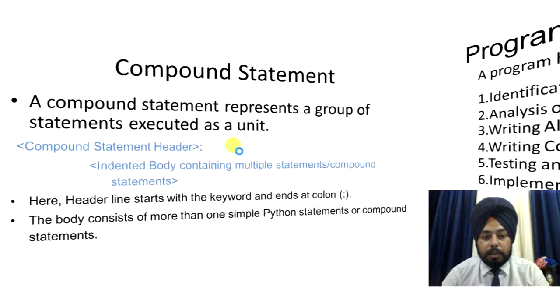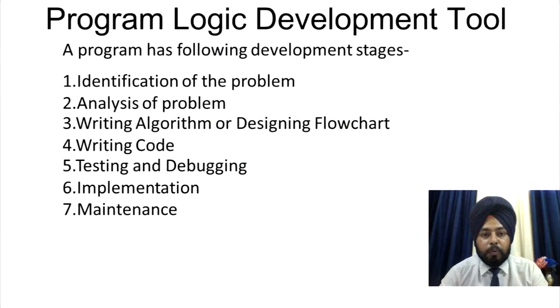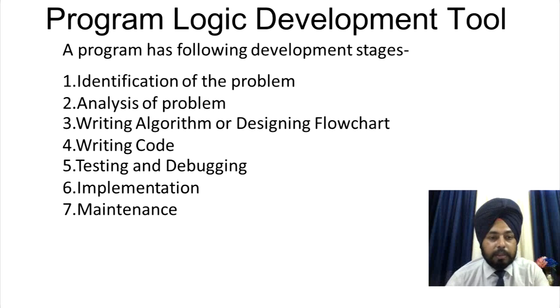And the next topic is program logic development tools. A program has the following development stages. The first is identification of the problem, the second is analysis of the problem, the third is writing an algorithm or designing a flowchart, the fourth is writing code, the fifth is testing and debugging, the sixth is implementation, and the seventh is maintenance. This is the logic development of the tools.